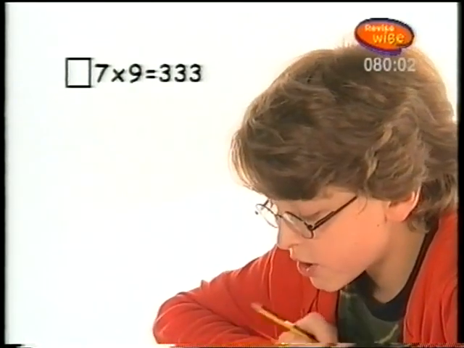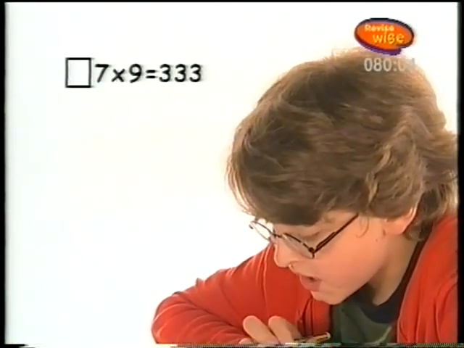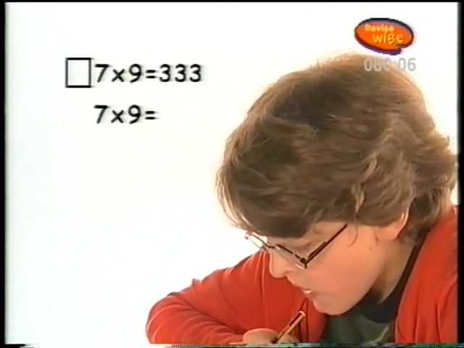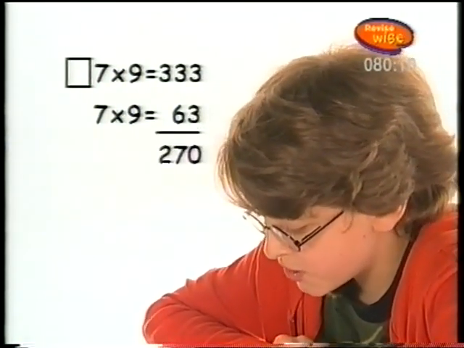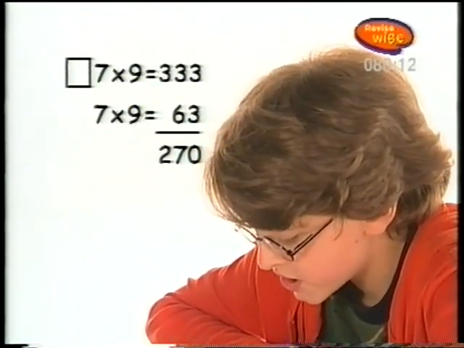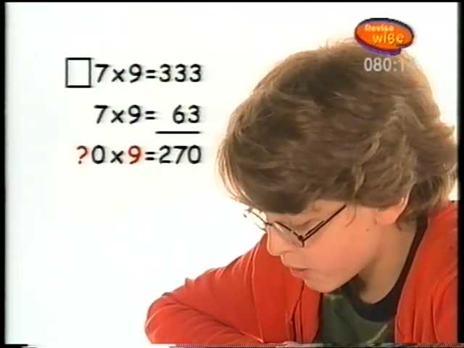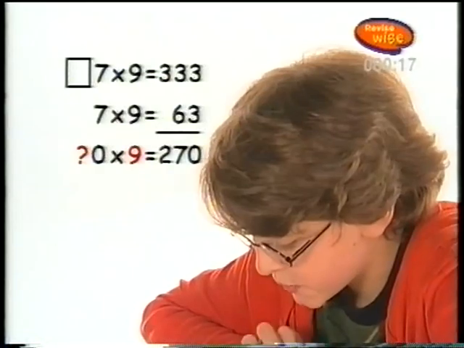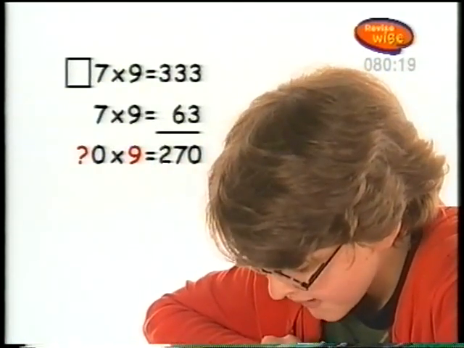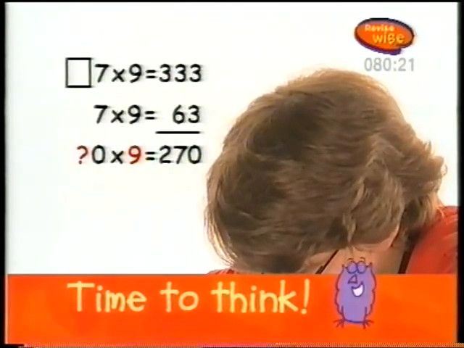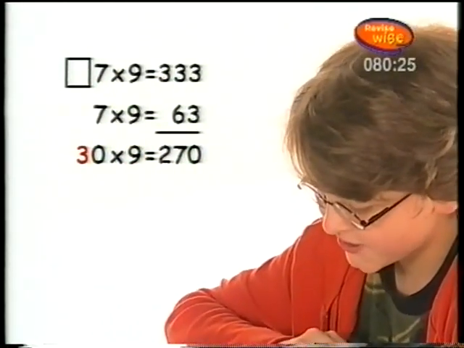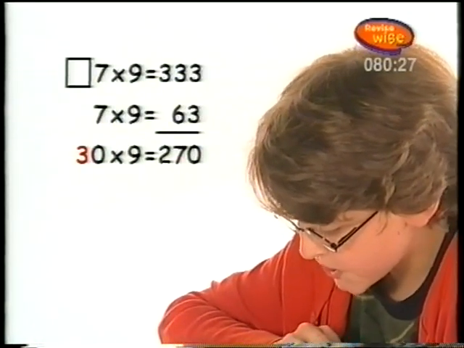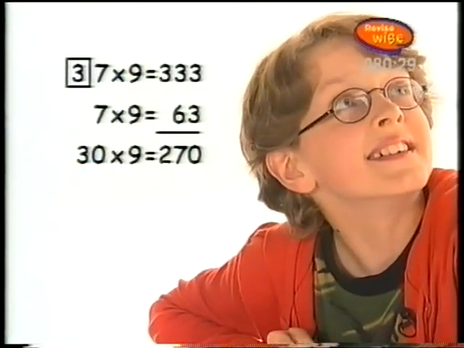OK, so I ignore the missing digit for now and do 7 times 9, which is 63. But that leaves me 270 short of the right answer. So I look for something to multiply by 9 to give 270. Thirty times 9 is 270, so the missing digit is 3. So write it in the box.